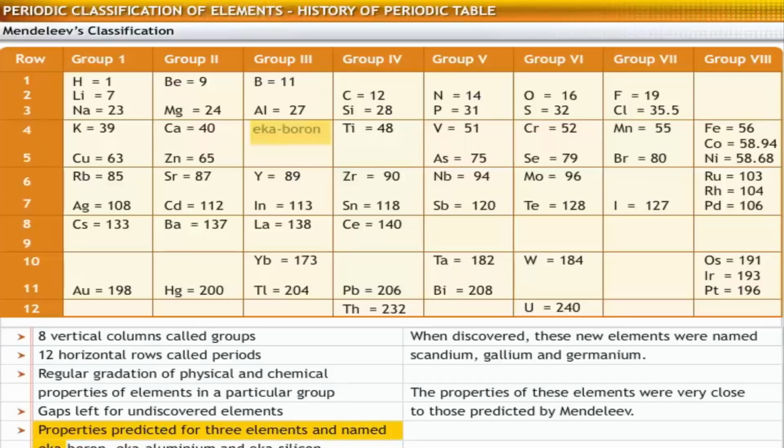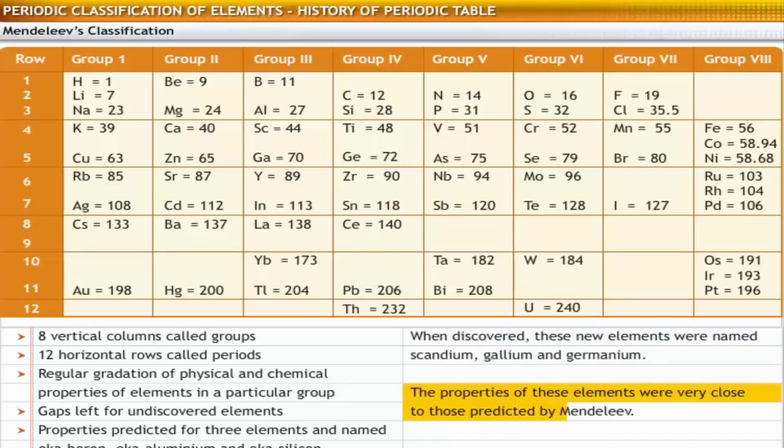These elements were named eka-boron, eka-aluminium, and eka-silicon. When these elements were discovered, they were named scandium, gallium, and germanium. The properties of these elements were very close to those predicted by Mendeleev.